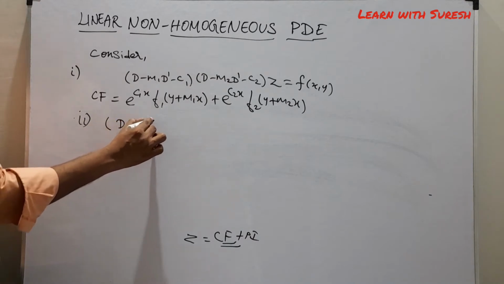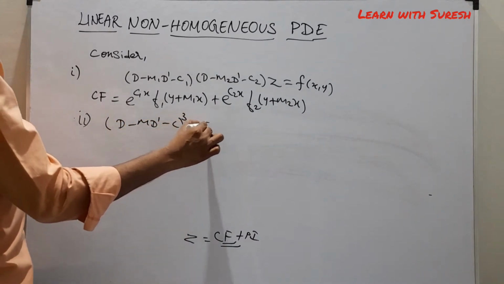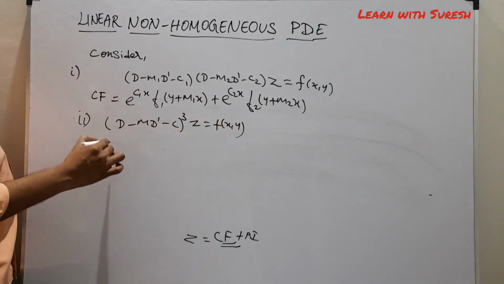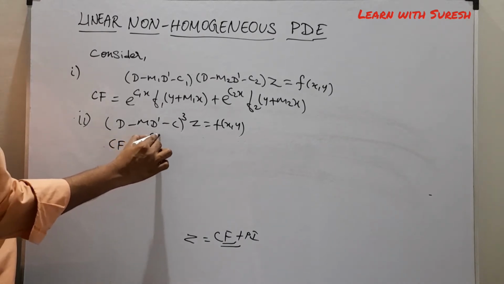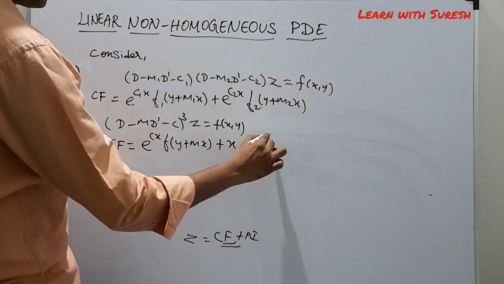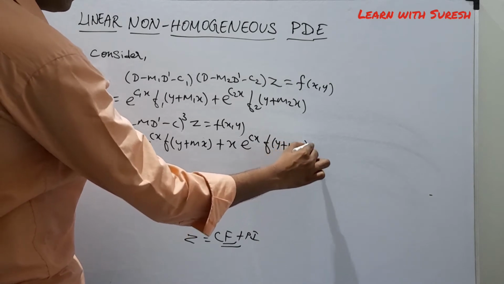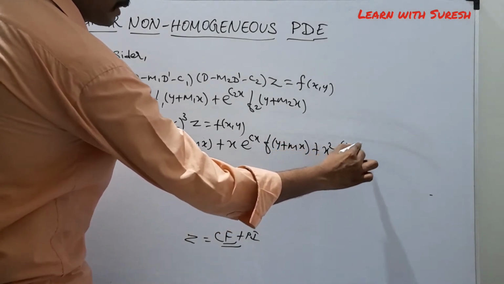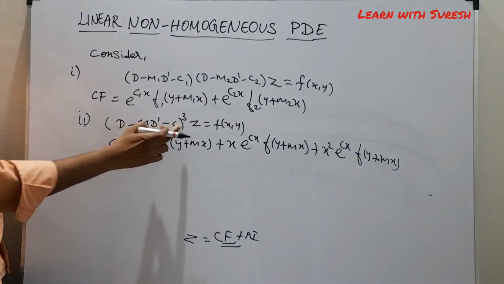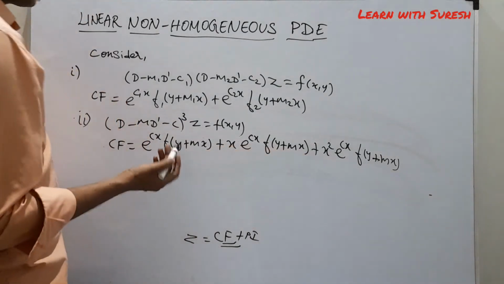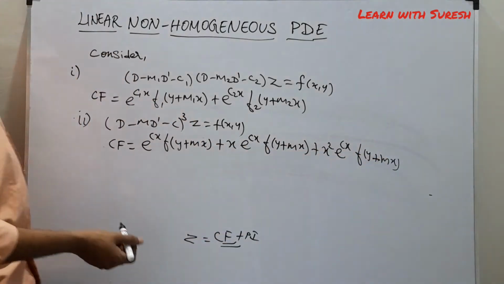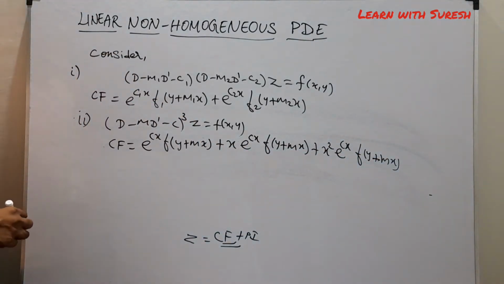Let us take (D - m D' - c)^3 z = f(x, y). Here the factors are repeating thrice, 3 times. So the complementary function is e^(cx) f(y + mx) + x e^(cx) f(y + mx) + x^2 e^(cx) f(y + mx). Since the factor is repeating 3 times, we have to write 3 terms. If the factor is repeating 4 times, we have to write 4 terms. The next term will be plus x^3 e^(cx) f(y + mx).